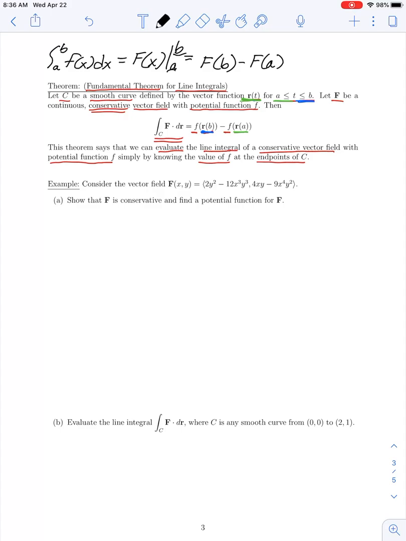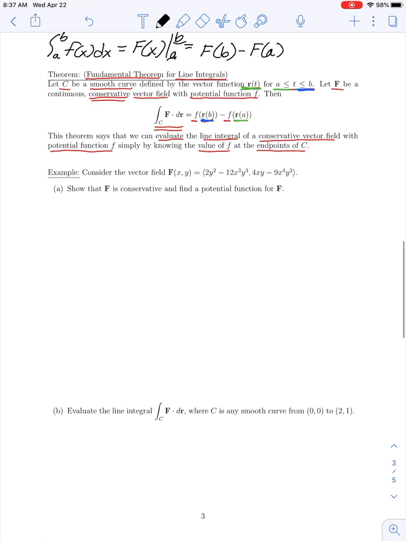It says that as long as we have a conservative vector field, if we can find a potential function, we can evaluate our line integral by looking at the difference in the values of our potential function at the terminal and initial points of our curve. So this often saves us a lot of work in evaluating line integrals because we saw in the last section, 6.2, that certain line integrals can be a little difficult to evaluate. So let's look at an example that makes use of this fundamental theorem.